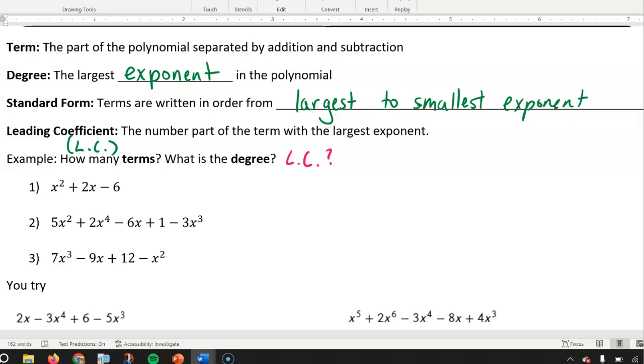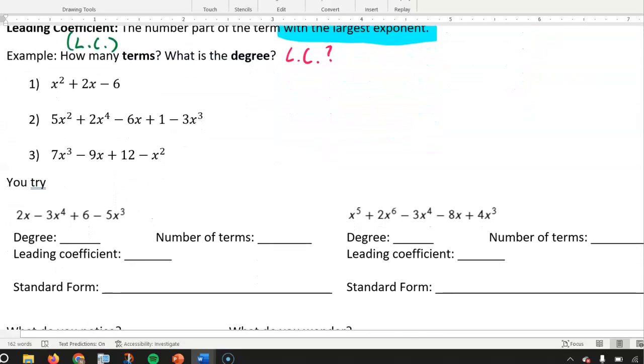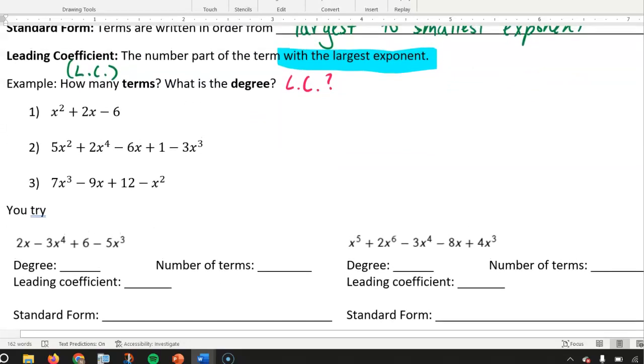The leading coefficient. Now, anytime I reference a leading coefficient, I'm going to talk about it as the LC. I'll write down LC. It's just easier to write because I'm lazy and don't want to write down all those letters. But the leading coefficient is the number part of the term with the largest exponent. Okay, that's key. It's not the largest term. It's the number attached to the variable with the largest exponent. So when we look at these next 3 examples and they ask how many terms and what is the degree, we're going to include what is the leading coefficient, because the leading coefficient is going to be a major component of the second half of these notes.